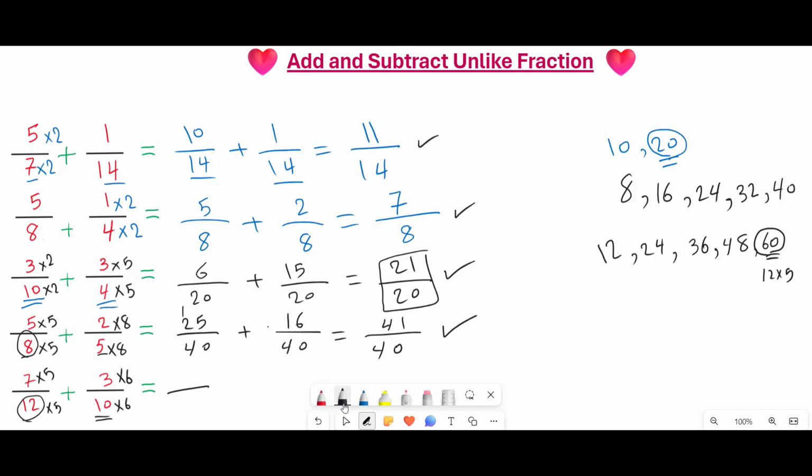Now try to do it. 5 times 7 is 35. 5 times 12 was 60. And the other denominator here is 60 also. 3 times 6 is 18. Now let's do plus.